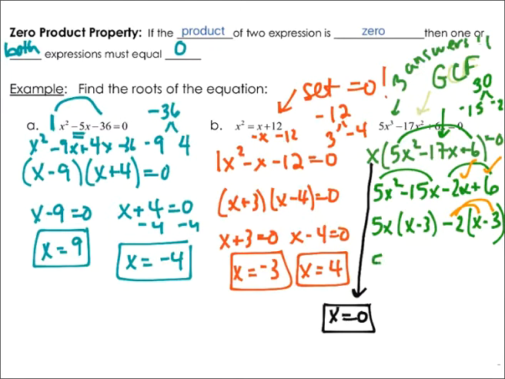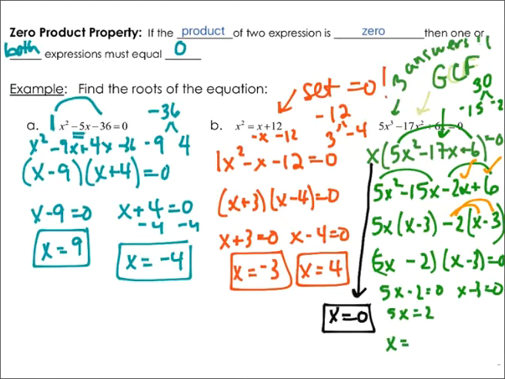Alright, write your first parenthesis as 5x minus 2, and the second parenthesis as x minus 3. Those both equal 0, so you're going to have to actually set them both equal to 0. This first one, 5x equals 2, I'm going to get x is equal to 2 over 5. My other answer is going to be x equals 3, and remember I said we need 3 answers. That third answer is x equals 0.